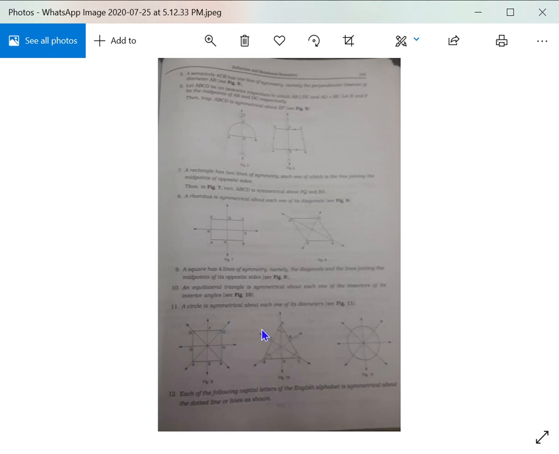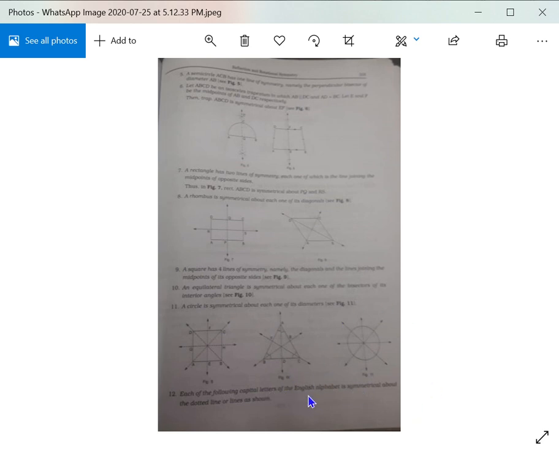An equilateral triangle is symmetrical about each one of its bisectors of the interior angles. That means three lines of symmetry: three angles, three angle bisectors, so three lines of symmetry of an equilateral triangle. A circle is symmetrical about each one of its diameters. As many diameters as are drawn in the circle, that many lines of symmetry. There are an infinite number of diameters in the circle, so infinite lines of symmetry.